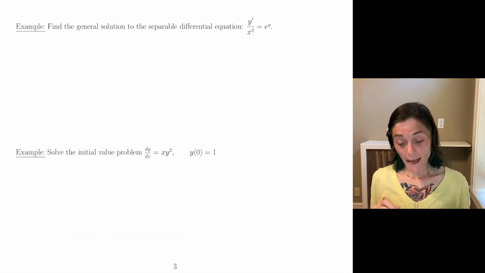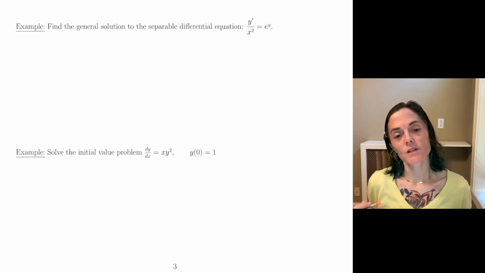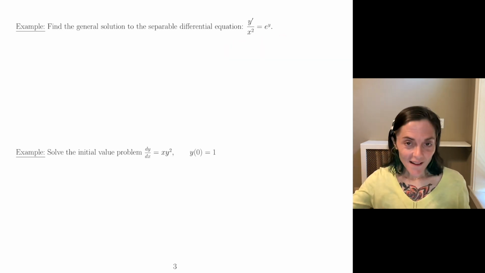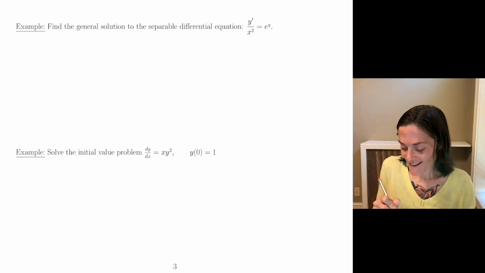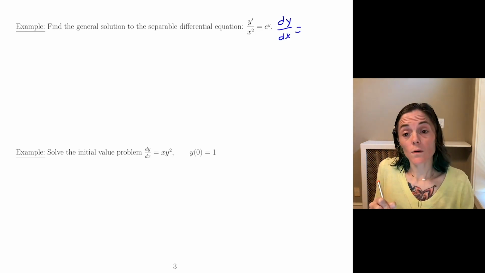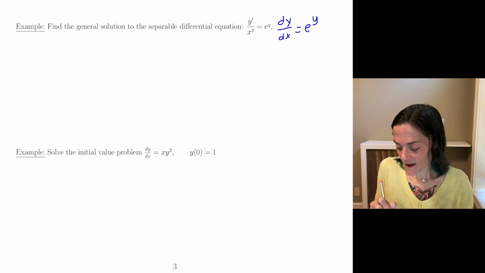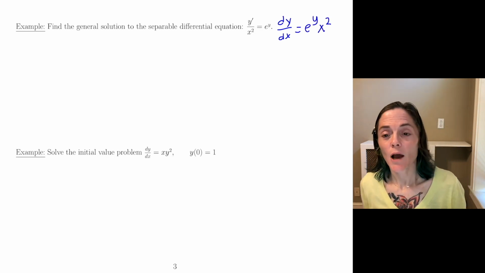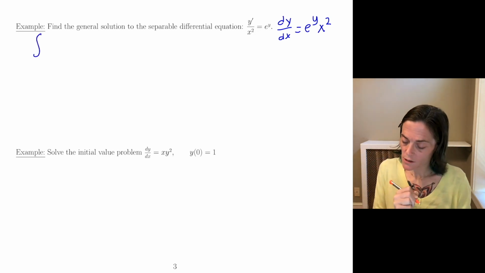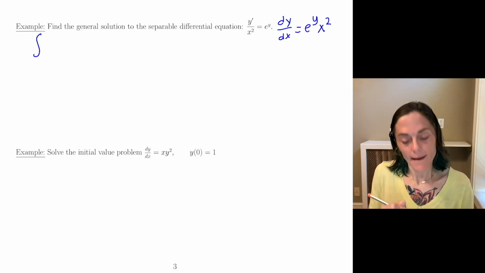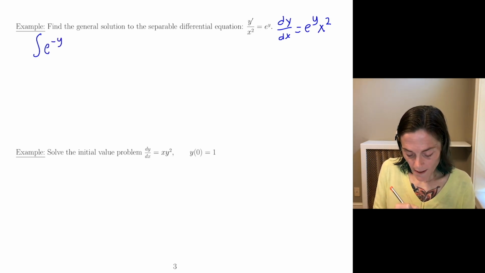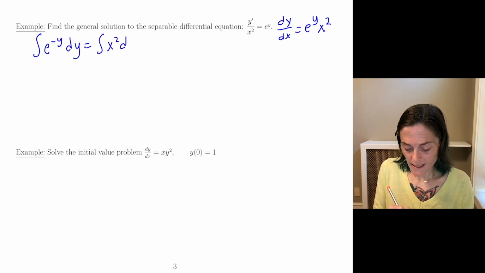Next example, we want to find the general solution to this differential equation. And so our final answer will have a constant here. Maybe before I start, let me just slightly rewrite this. We have dy dx equals e to the y times x squared. Okay, now I'm ready to solve. When you divide both sides by e to the y, we have the integral of e to the minus y dy, and this will be equal to the integral of x squared dx.